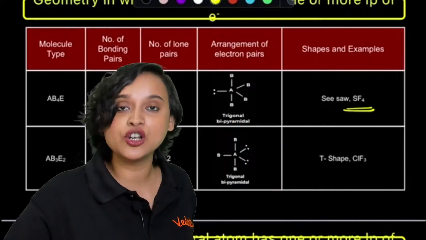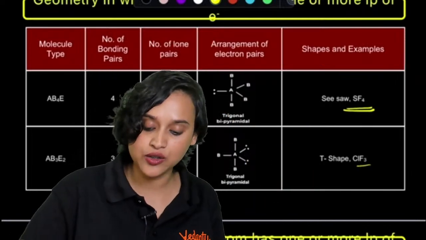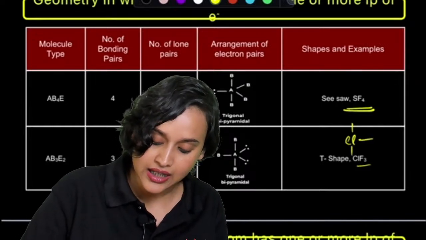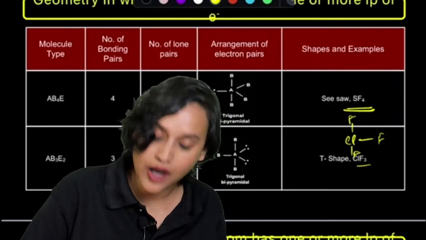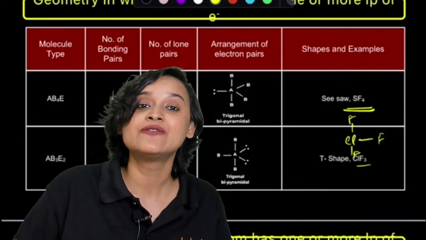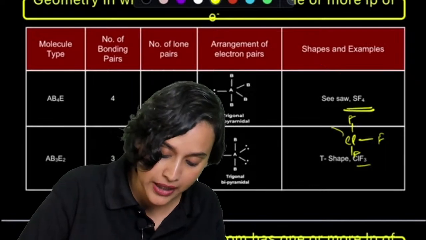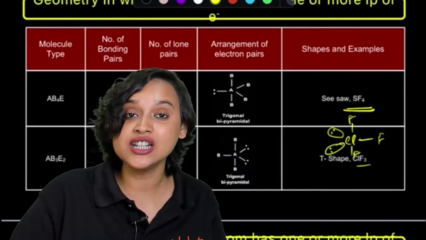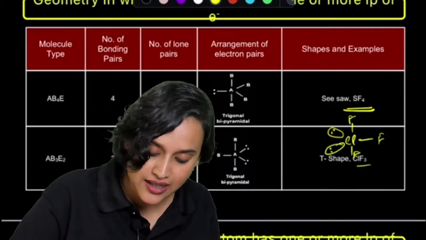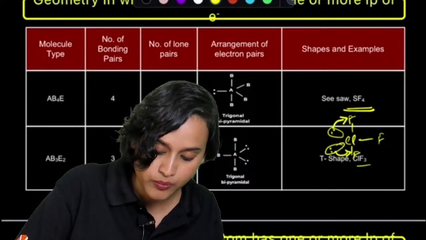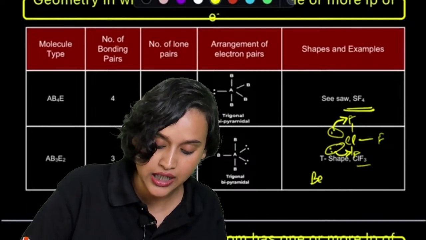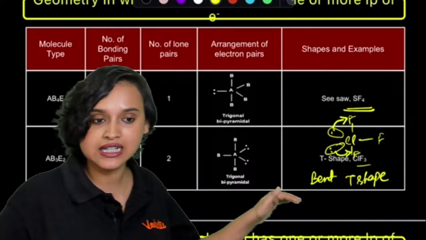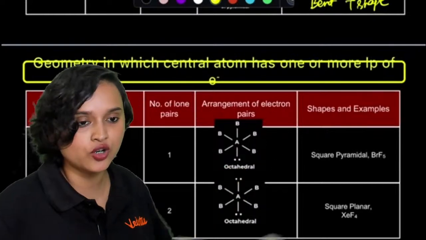If I take the example of ClF3, how are you going to do it? See Cl, 1, 2 and 3. The F and F you have put up, but chlorine still has 4 more electrons left. So here you will have 2 electrons, and here you will have 2 electrons. Now this is actually not exactly T-shape. This lone pair tries to repel this. So you get a bent T-shape for ClF3. Are you getting it, everybody? More examples, BrF5.